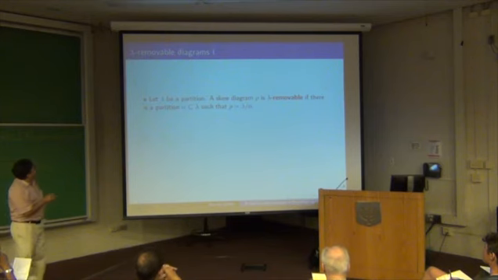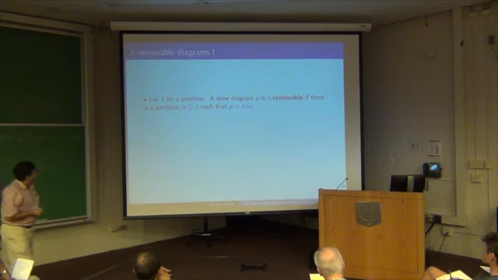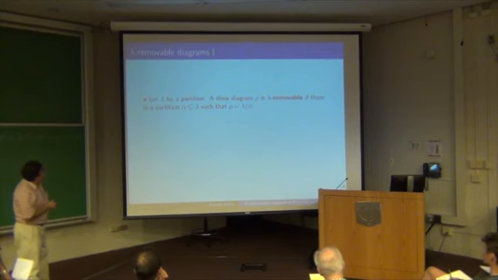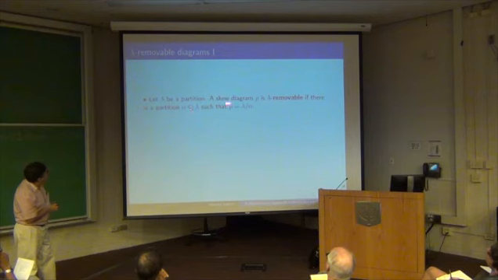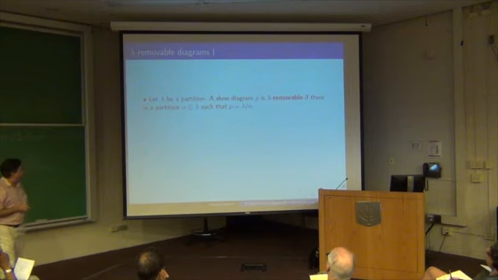And then we come to the main new concept for the diagrammatic method. Given a partition lambda, we say that the skew diagram rho is lambda removable if there is a partition alpha such that rho is the complement of alpha. I will show in a moment some examples.